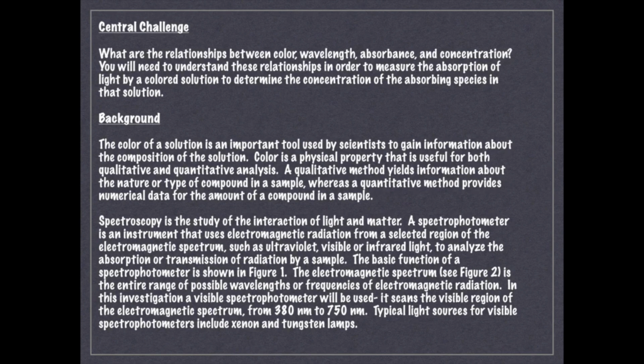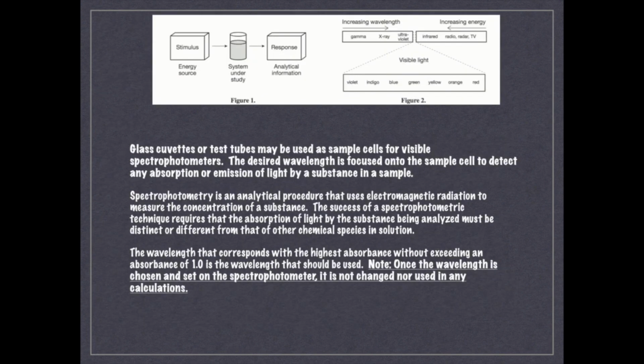The electromagnetic spectrum is the entire range of possible wavelengths or frequencies of electromagnetic radiation. In this investigation, a visible spectrophotometer will be used. It scans the visible region of the electromagnetic spectrum from 380 nanometers to 750 nanometers. Typical light sources for visible spectrophotometers include xenon and tungsten lamps. So let's look at this.